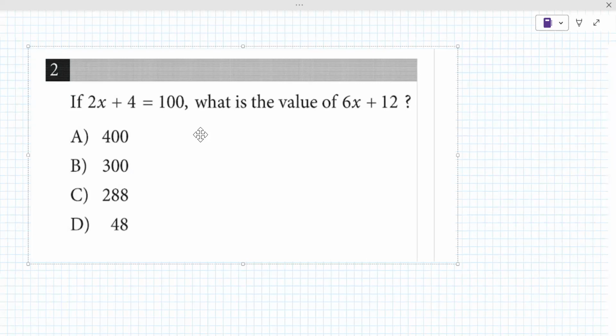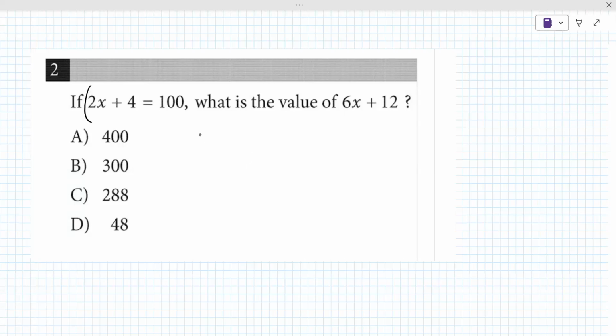Take 2x plus 4 equals 100. Okay, well, x would have to be equal to 48 then, times 48 plus 12. B. Right. And you took way too long to do that.